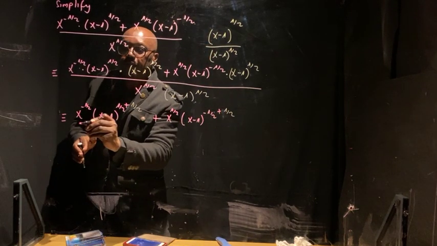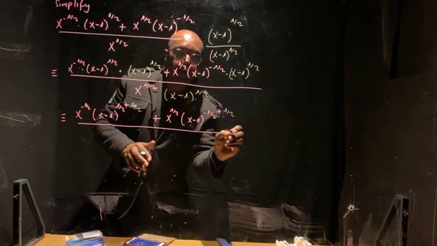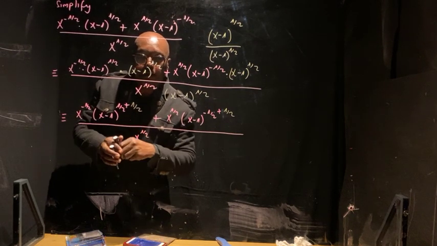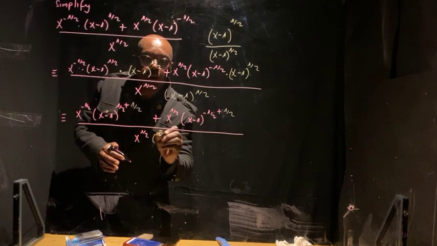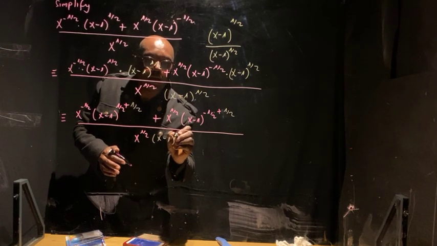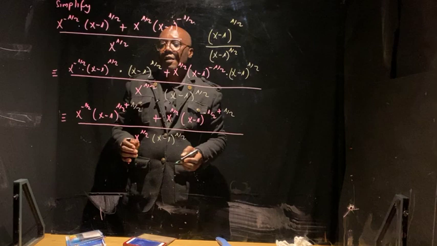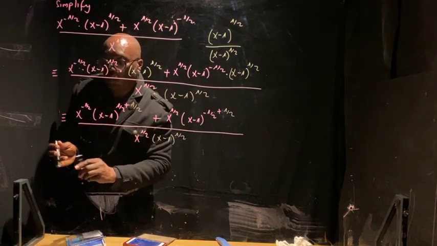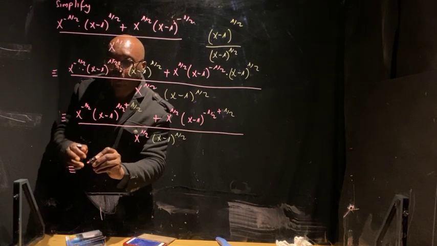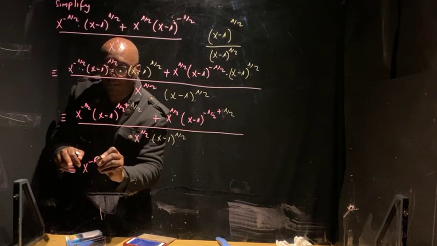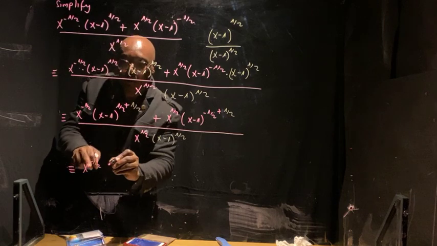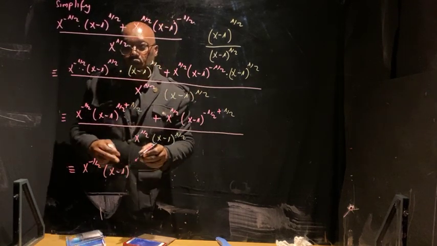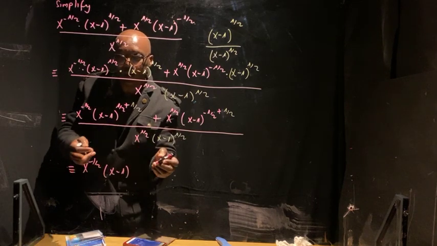Then we come to the denominator. The denominator, x raised to the power half multiplied to x minus 1 raised to the power half. Good. You see, then we have x raised to the power negative half multiplied to x minus 1. Half plus half is equal to 1. You can write 1 here, or you can leave it like that.